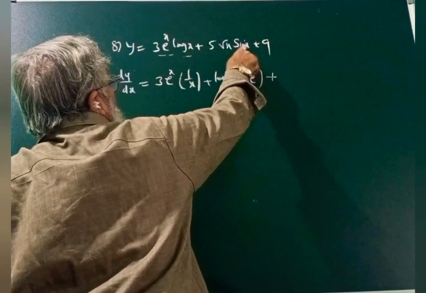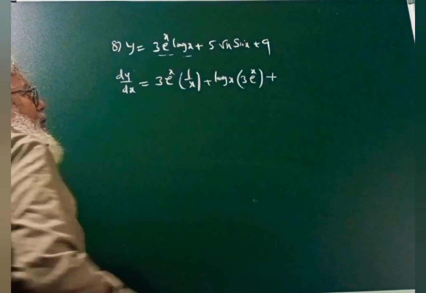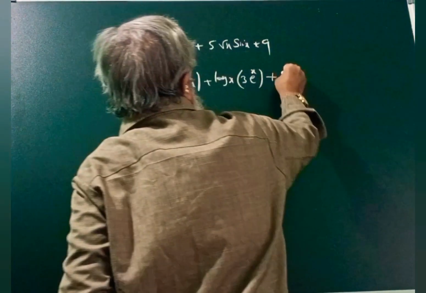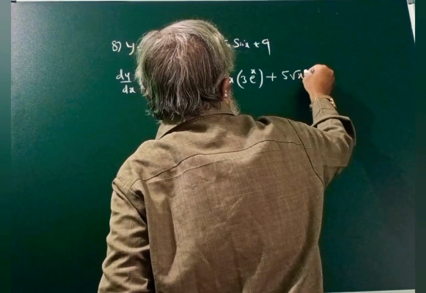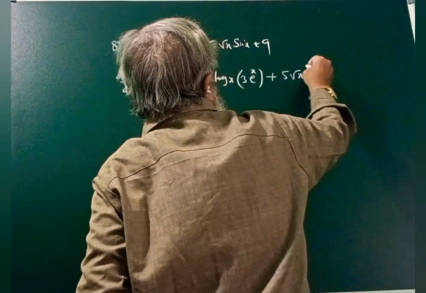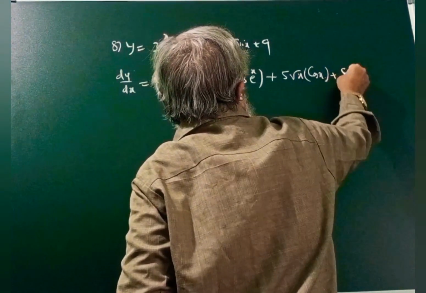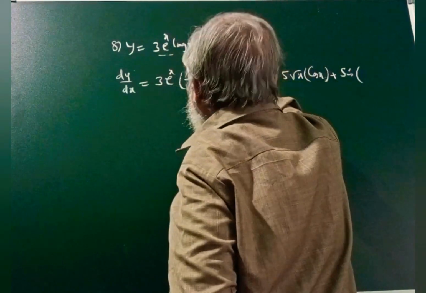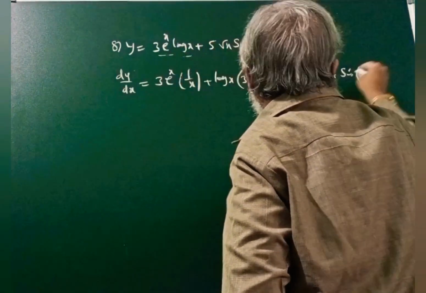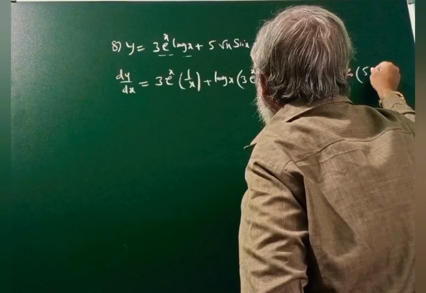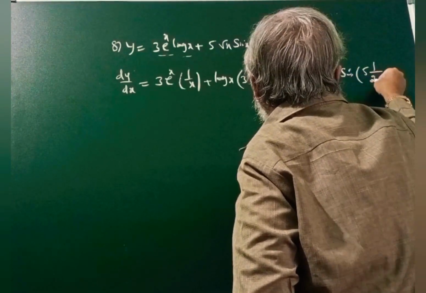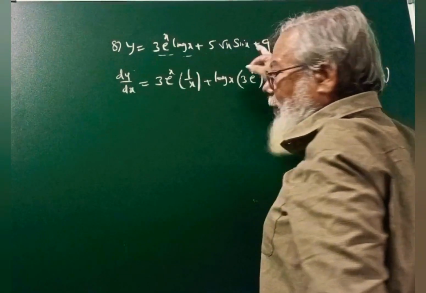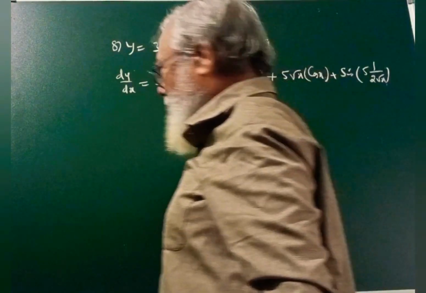Again if you move to this, there is a product rule. For this, first function as it is, differentiation of sin x is cos x, plus sin x as it is, differentiation of 5 root x. 5 is a constant, differentiation of root x is 1 by 2 root x. Differentiation of a constant, that is 9, is 0 here.